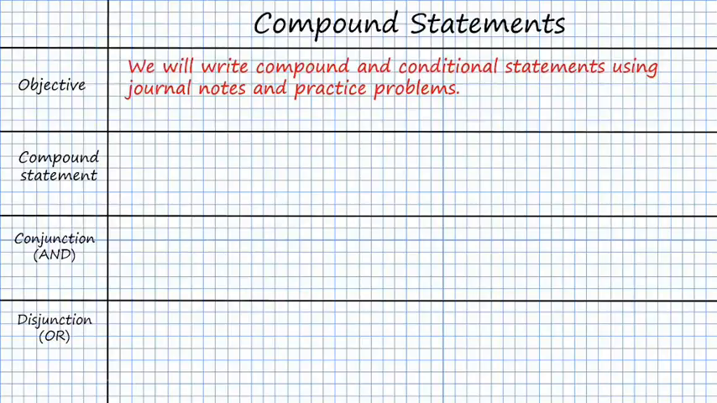Yesterday we learned a lot about conditional statements, which have the structure if P, or the hypothesis, then Q, or the conclusion. So what we'll see today is that our hypothesis and conclusion, our P and Q, we're still going to keep using them, but now we're going to use them in different types of sentences. We're really good at conditional statements at this point, and now we're going to talk about a compound statement.